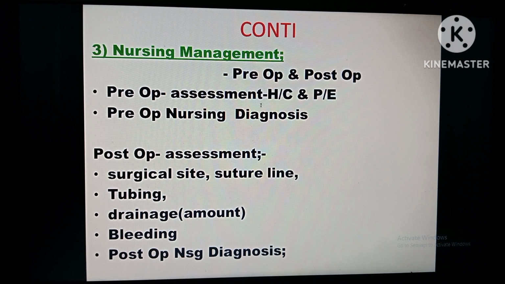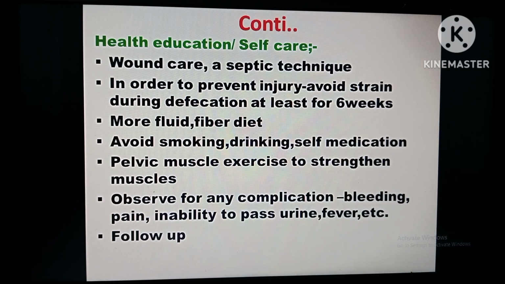Then later, post-op nursing diagnosis. According to the symptoms, immediately after the surgery, the client will have pain, altered consciousness, nausea, vomiting, some kind of discomfort. The client is anxious about his condition. So all these have to form the nursing diagnosis, objective, plan of action, implementation as well as evaluation.